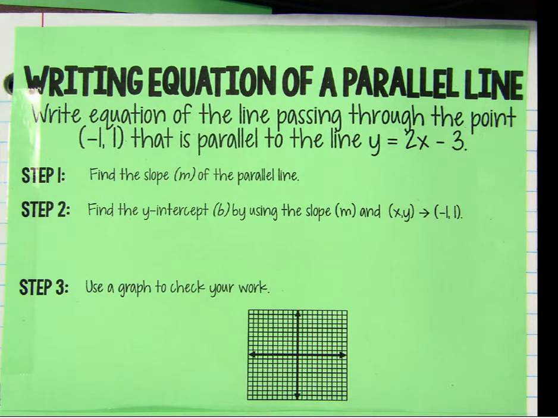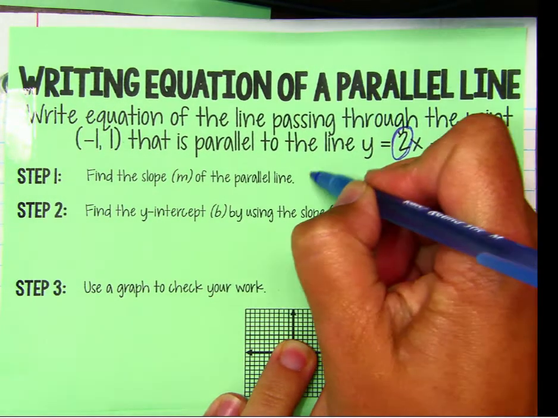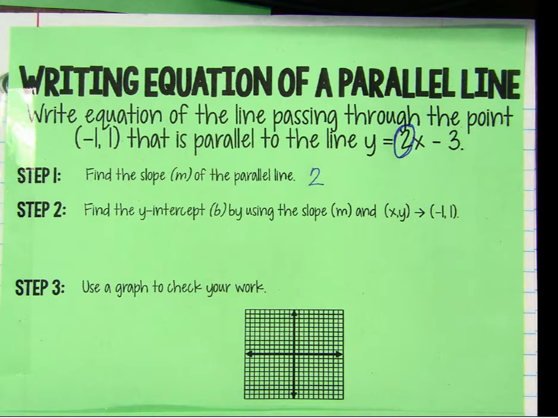So to get started, we're just going to look at a couple of examples and then have you try a few on your own. So we're going to write the equation of a line that's passing through the point -1, 1 that is parallel to the line y equals 2x minus 3. So the first thing that we have to do is find the slope of the line that we're given. In this case, it has a slope of 2. So I'm just going to jot that down here. The slope of the line we're given is 2. The lines have to be parallel, so the slope of the new line also has to be 2.